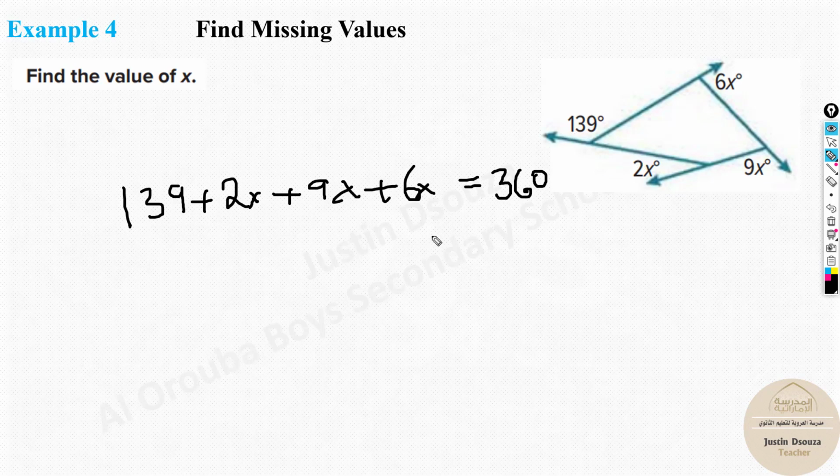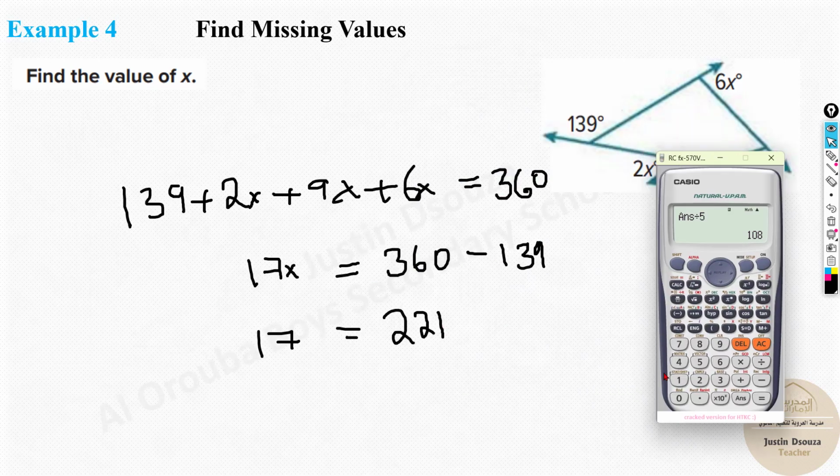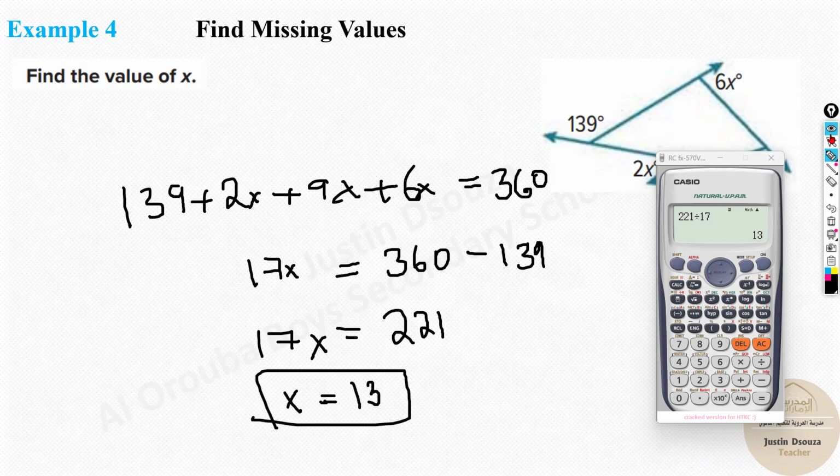We can put this directly in the calculator, but over here let's solve. 9 plus 6 is 15 plus 2, 17x equals 360 minus 139. Over here it's going to be 221. Okay, it's 17. So I know 7 times 10 is 170. Then we have 3, I guess it's going to be about 13. Anyways, let's use the calculator. 221 divided by 17 will be equal to 13. Yes, okay, I should have done it. Anyways, now x is equal to 13. That's the answer.